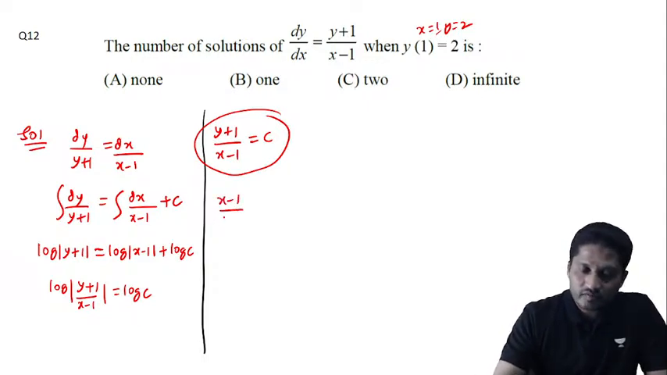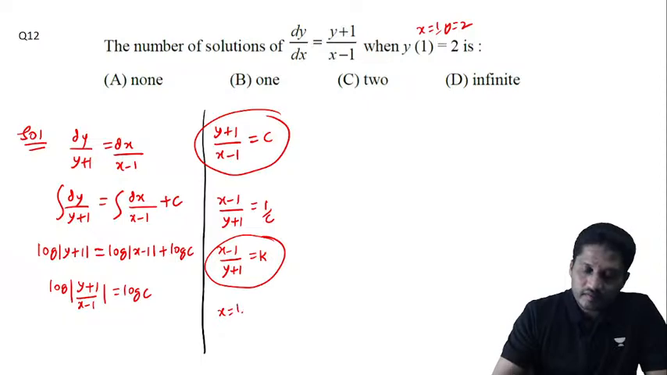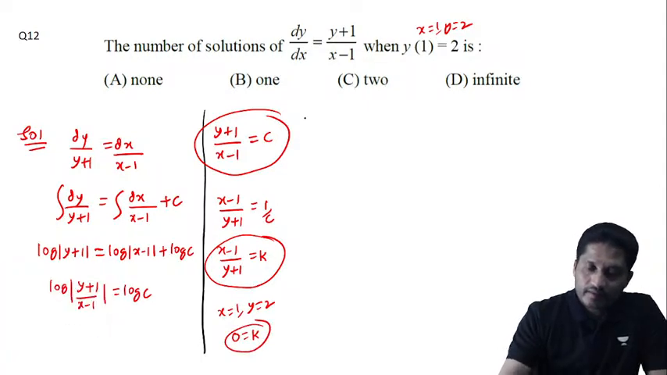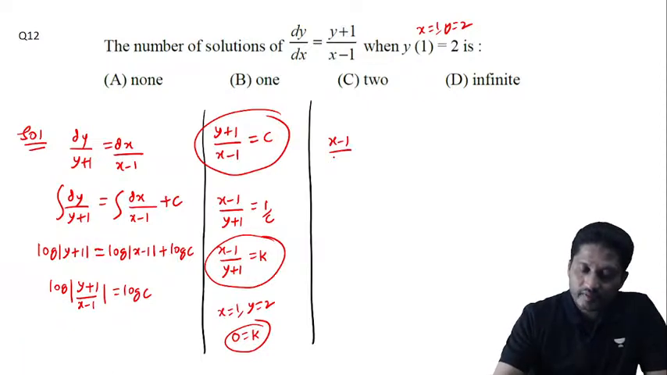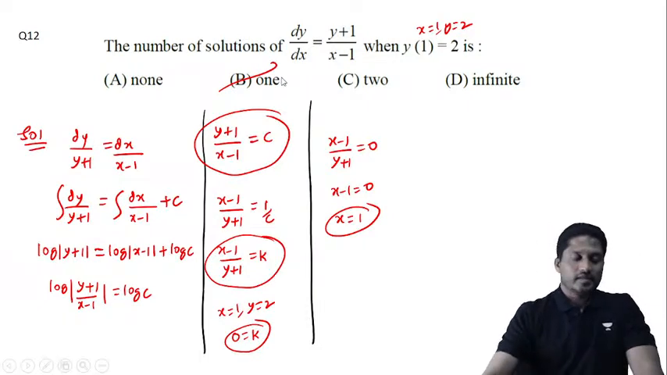So I can write (x minus 1) by (y plus 1) is equal to 1 by c, and I'll take 1 by c as k. Now if I substitute x is equal to 1, y is equal to 2, you get 0 is equal to k. Substitute back here: (x minus 1) by (y plus 1) is equal to 0. Cross multiply, x minus 1 is equal to 0, x is equal to 1. So there's only one solution. Number of solutions is 1.